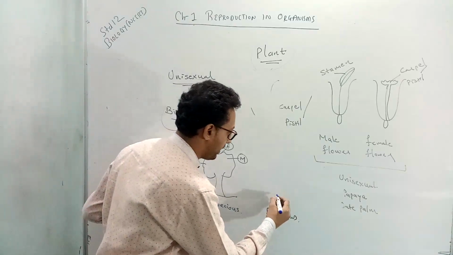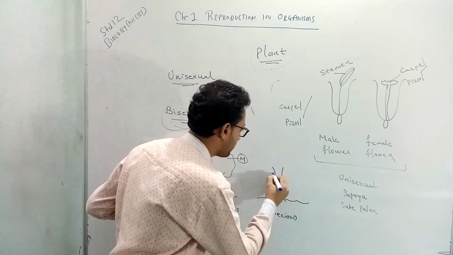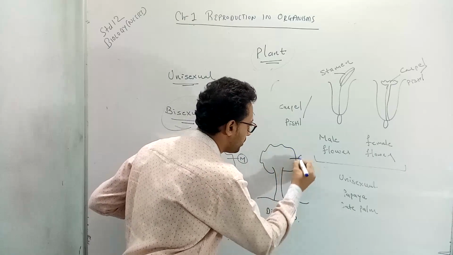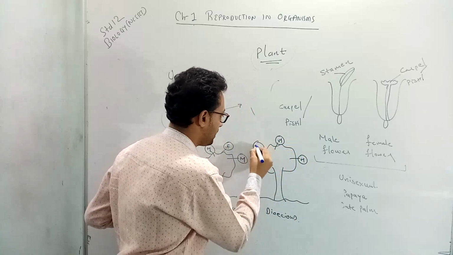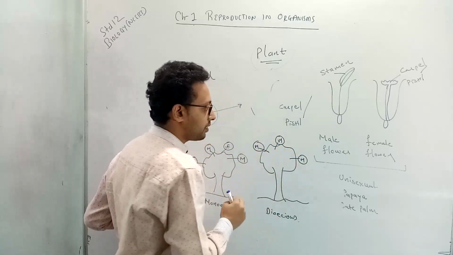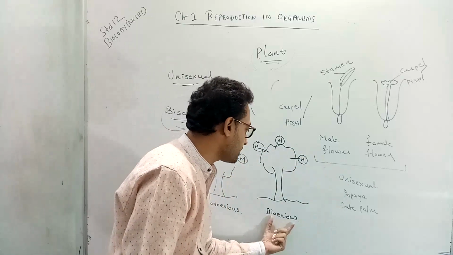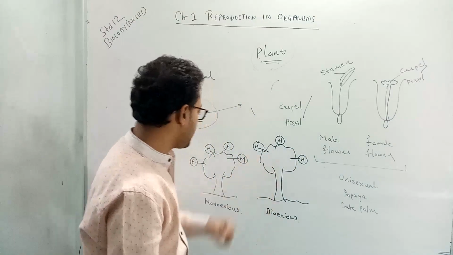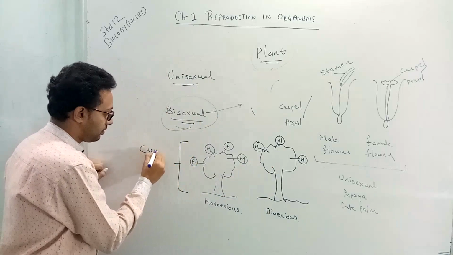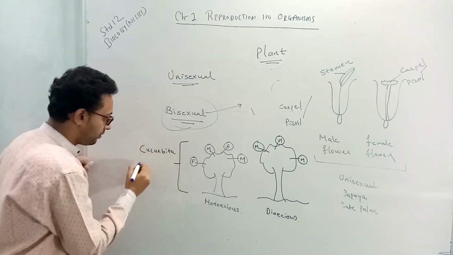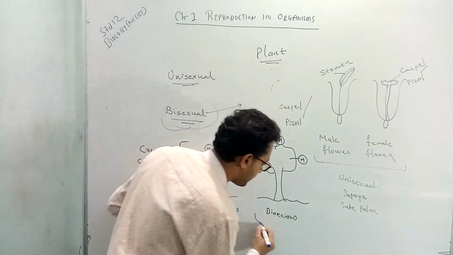A dioecious plant possesses either male flowers only or female flowers only. See, have a look at the example. This is a plant. It possesses either male flowers, or if you take another example, it possesses only female flowers. So this type of plant is called a dioecious plant. Which are the examples of monoecious plants? The examples of monoecious plants are cucurbita and coconut plant.